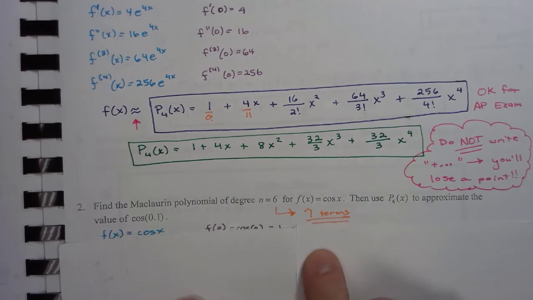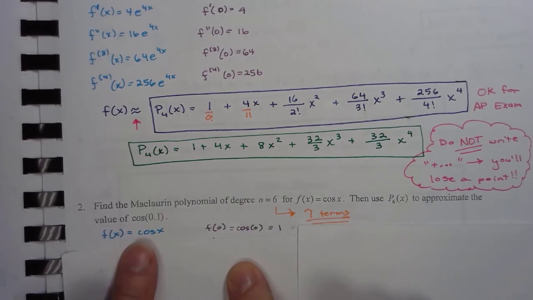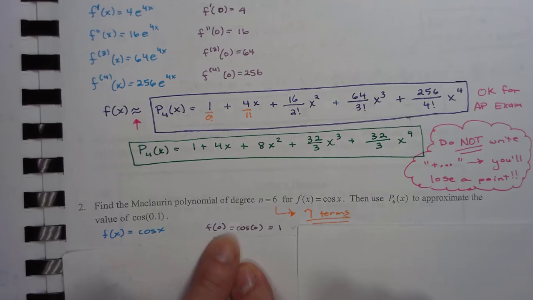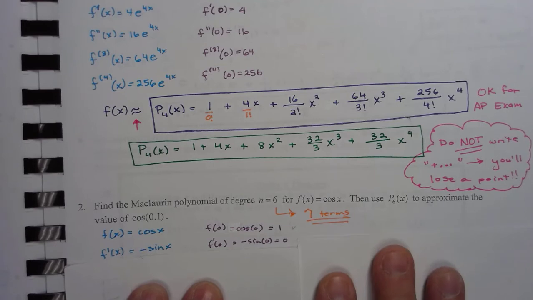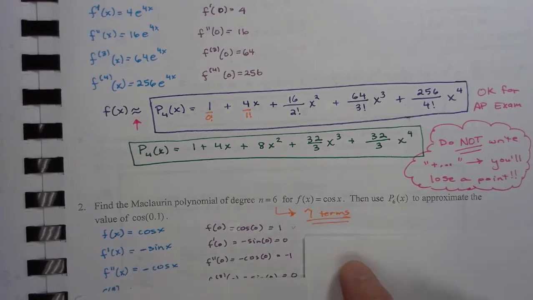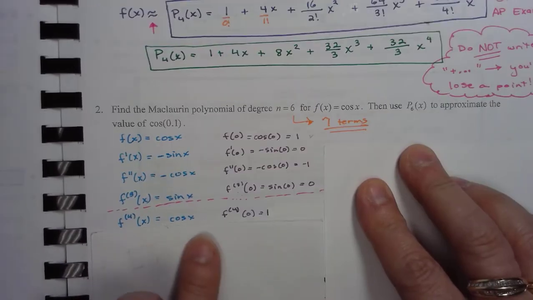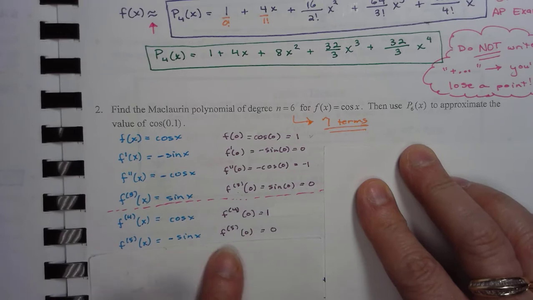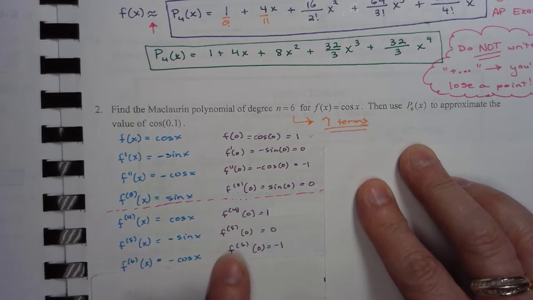So again, my 0th derivative is the function itself, evaluated at 0. First derivative evaluated at 0. Second derivative evaluated at 0. Third derivative evaluated at 0. Fourth derivative evaluated at 0. Fifth derivative evaluated at 0. Sixth derivative evaluated at 0.